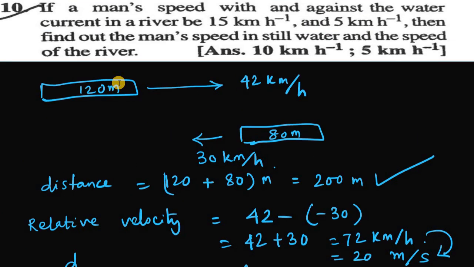Let's go to the second question, the man's speed. If a man's speed with and against the water current in a river is 15 km per hour and 5 km per hour, then find out the man's speed in still water and the speed of the river.